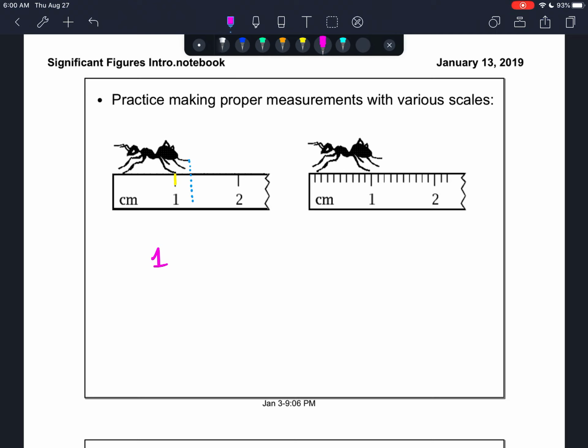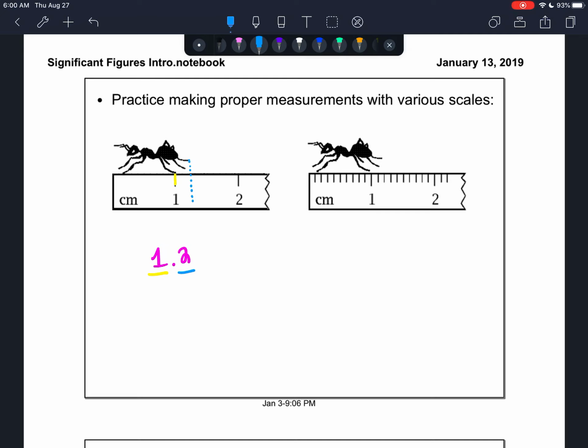Oops, I didn't mean to erase that. It looks like he's maybe at 1.2. So the 1 in my measurement is certain, but the 0.2 is uncertain. Now I'm going to ask that you also color code your measurements because you will need to be able to identify certain and uncertain digits in a measurement.